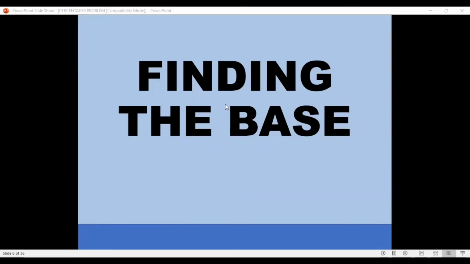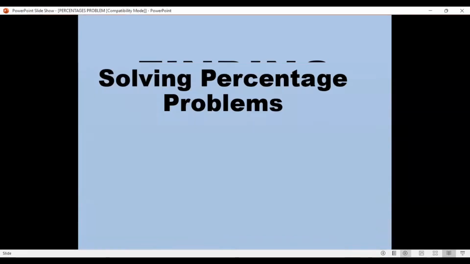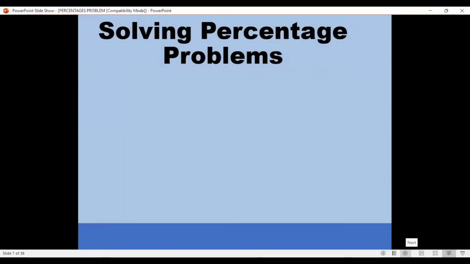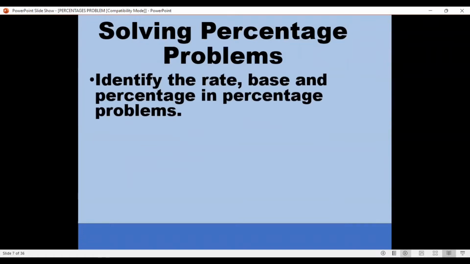In percentage problems, there are always three things involved: the percentage, the rate, and the base. So what if we are given the rate and the percentage, and it is the base which is missing? This is the one that we will be discussing now: solving percentage problems.